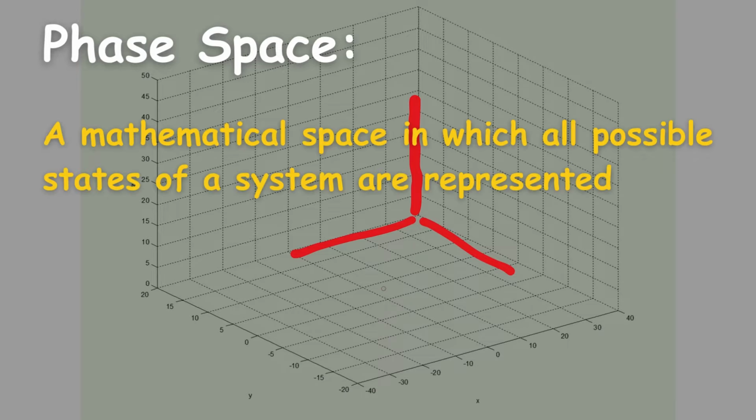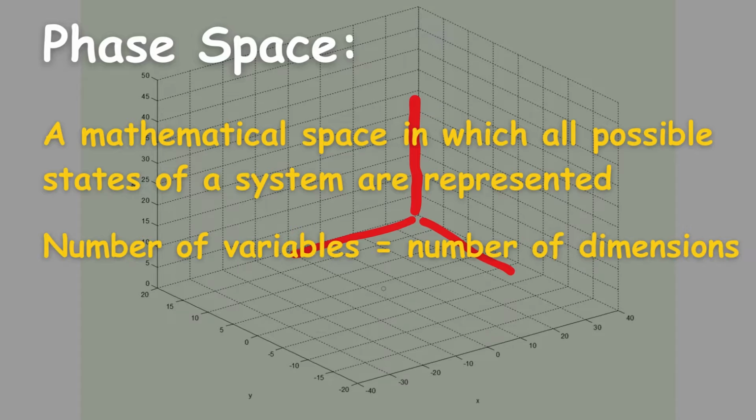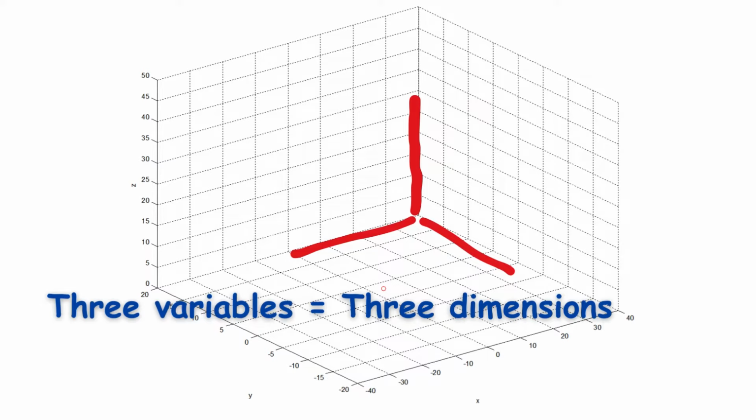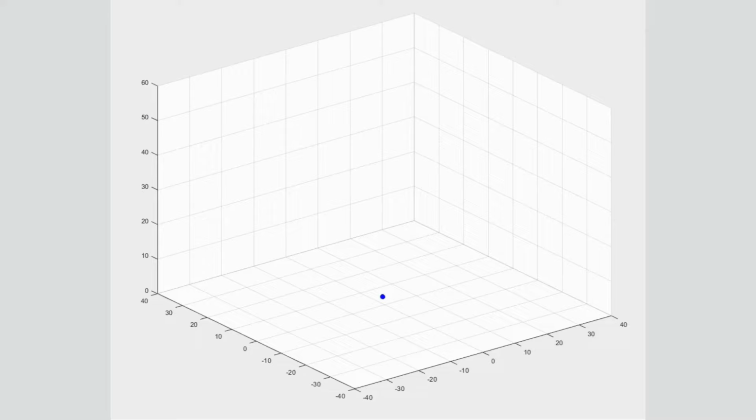It is a mathematical space in which all possible states of a system are represented. The dimensionality of the phase space is determined by the number of independent variables. Since there are three variables, here the phase space is three-dimensional. So it's easy to visualize, because we can simply plot it against these three axes. Thus the motion or evolution of this system of equations can be visualized as a trajectory in this phase space.